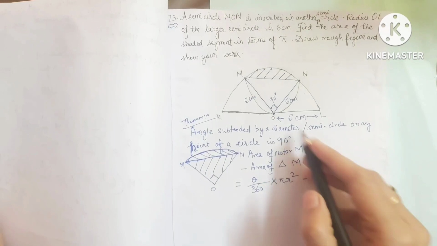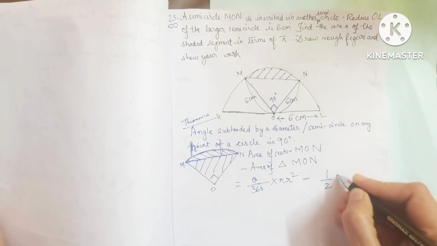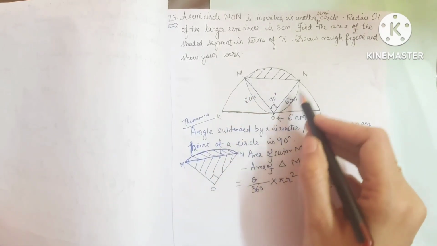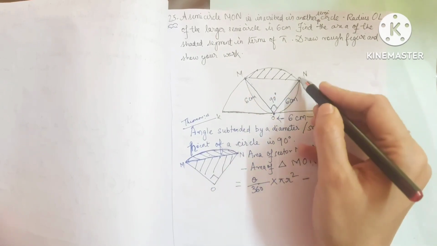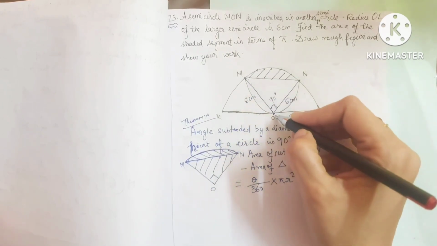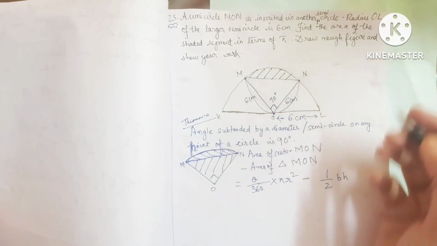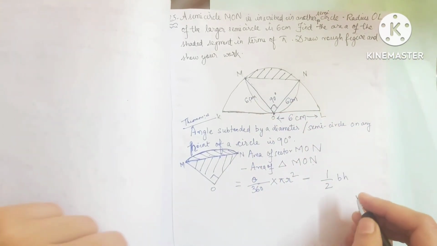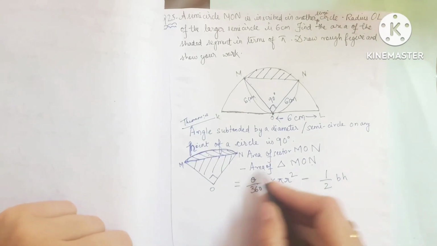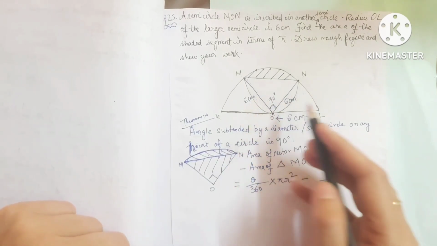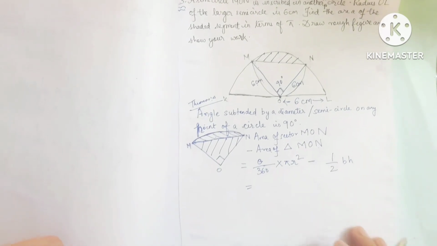Now what is area of this triangle MON? Half base into height. Base into height is 6 and 6. राइट, this is a right angle triangle, तो उसका base कितना है, 6 सेंटीमीटर है, और height कितना है, 6 सेंटीमीटर है. So I can now use all these values that I know and put in this formula.